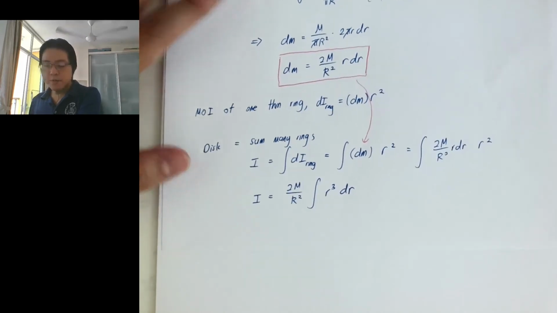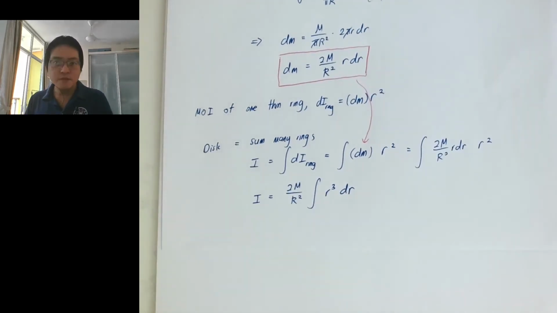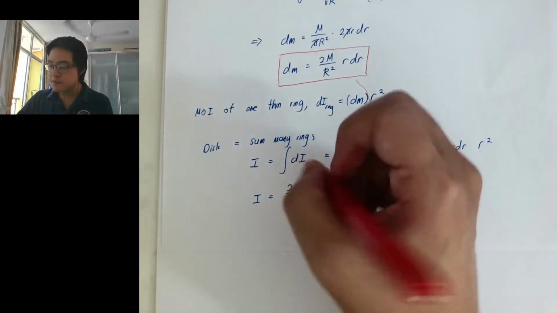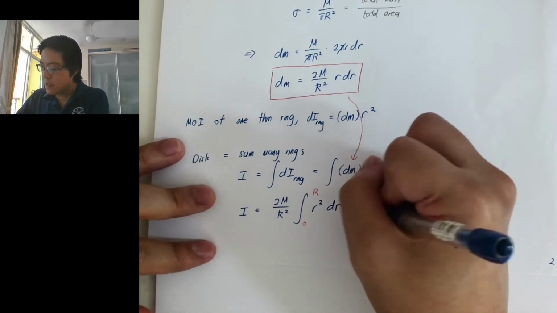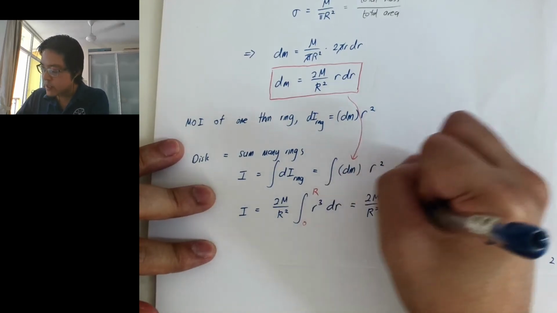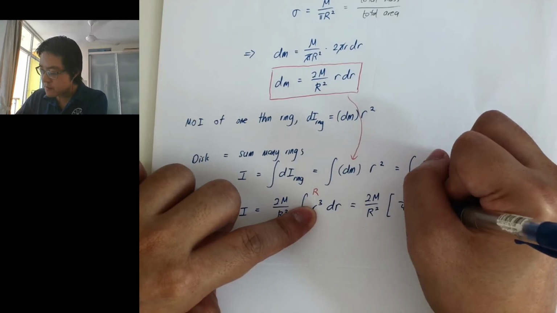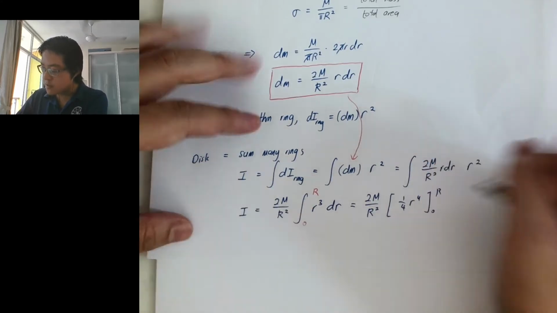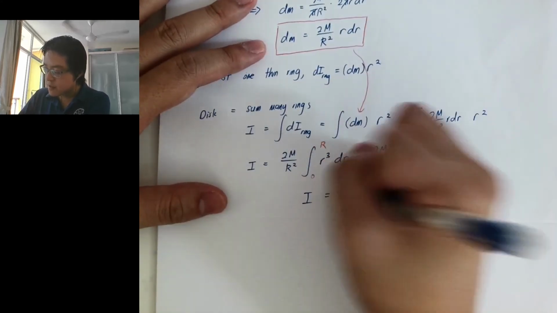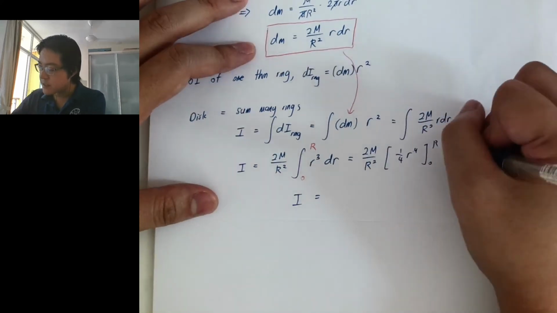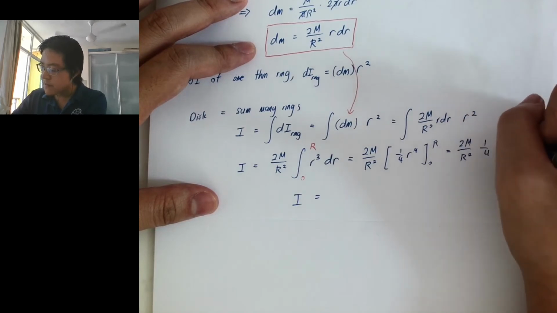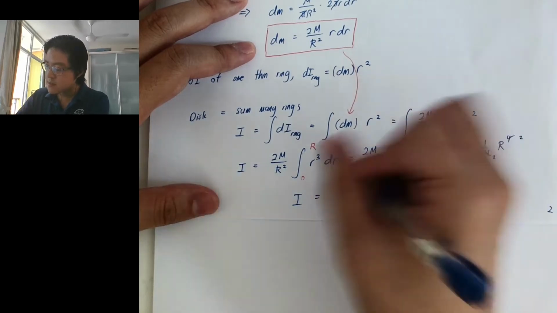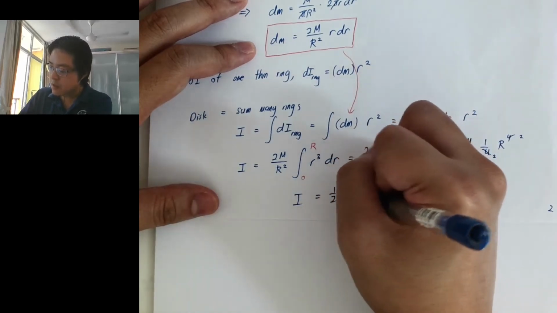Okay, so r to the power 3 dr, then just put in the limits, right? So my first ring is radius 0, my last ring is radius R. Then work out the integral. What I have here is 2m over R squared. Integrate this, I got 1/4 r to the power 4 from 0 to R. So once I calculated everything, this is R to the power 4, right? So let me put it here. R squared, 1 over 4, and then big R to the power 4. So cancelling this and cancelling this, I got half mR squared.